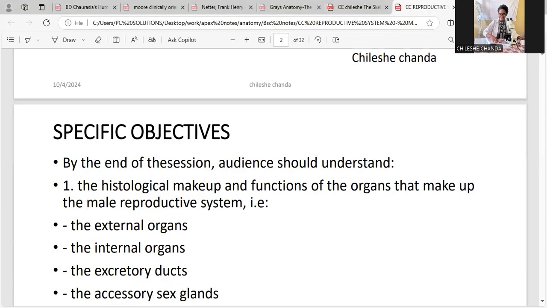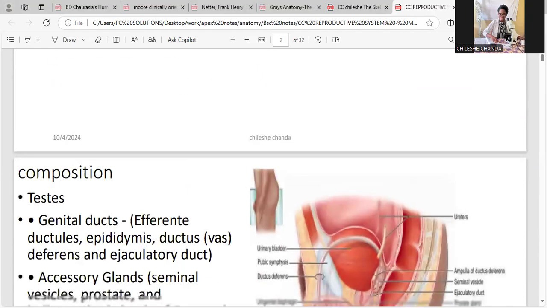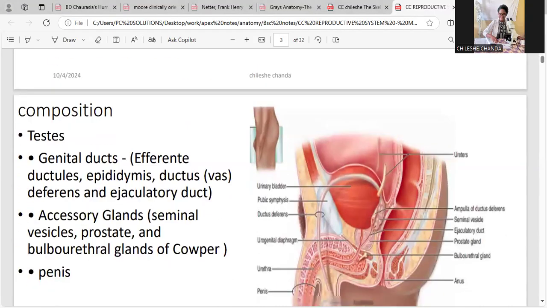At the end of this session, you should be able to describe the structure of the following organs: the male external organs, the male internal organs, the excretory ducts, as well as the accessory glands of the male reproductive system.